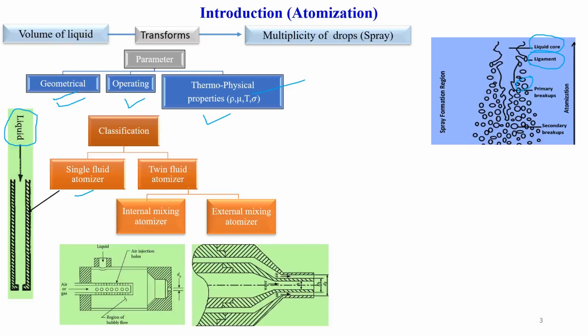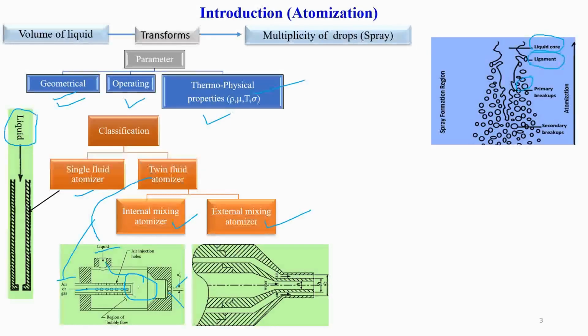It is further classified into internal mixing atomizer and external mixing atomizer. Here I already explained. Twin fluid atomizer is nothing but liquid as well as gas used for the atomization purpose. Here this is the internal mixing atomizer. We can clearly see both liquid as well as air mixing inside the injector itself. So here it will mix and come out as a spray like this. This process is known as the atomization process in an internal mixing atomizer.